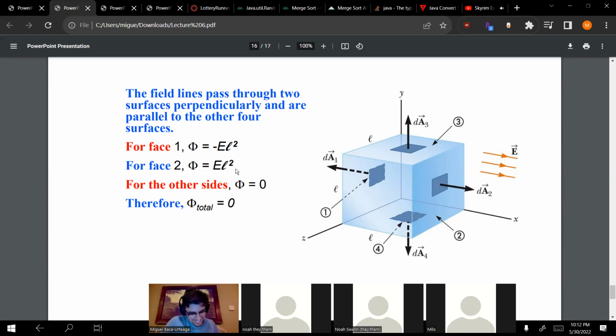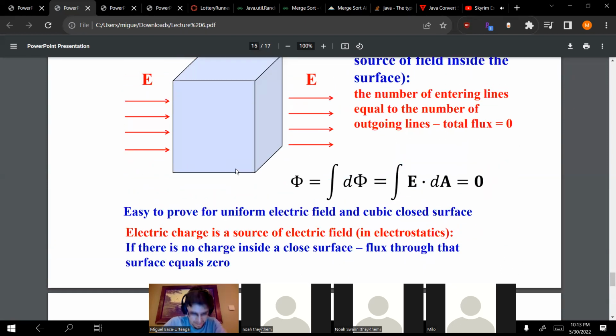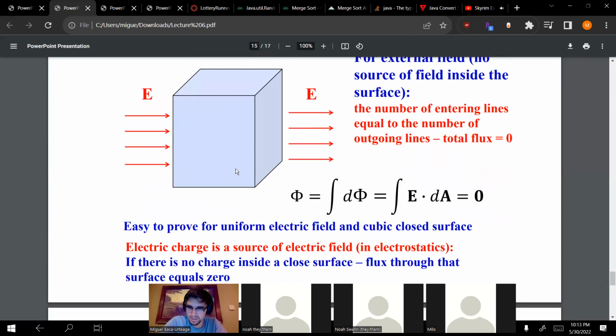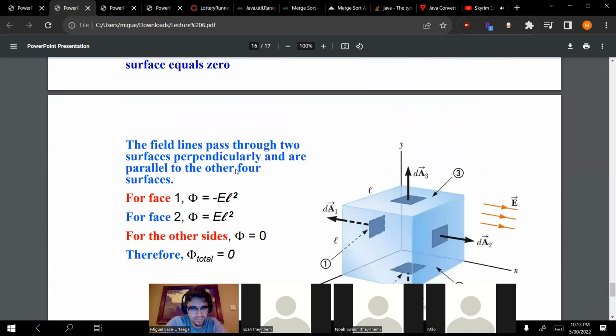However, the mathematical notation for the surface integral over a closed surface differs slightly from what we've been using. It is customary to use a little circle on the integral sign to indicate that the surface integral is to be performed over a closed surface. With this notation, the electric flux through a closed surface is E times dA. The only difference is there are little vector lines over the E and the A, and there's a circle over the integral.